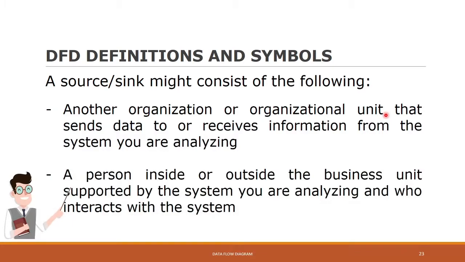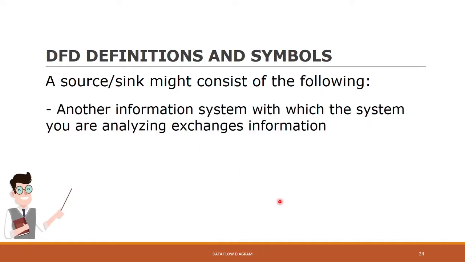So a source or sink might consist of the following: another organization or organizational unit that sends data to or receives information from the system you are analyzing. It can also be a person inside or outside the business unit supported by the system you are analyzing and who interacts with the system. Next, it might be another information system with which the system you are analyzing exchanges information.